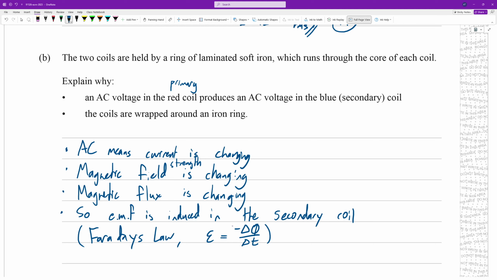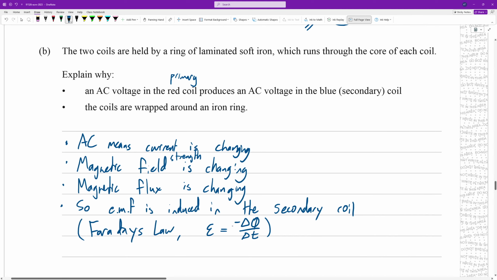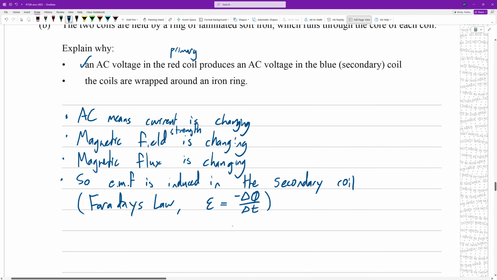Okay, and are we done? Well, we've explained why an AC voltage is induced, yeah, but we haven't explained why the coils are there, or why the coils are wrapped around an iron core. So let's finish that off. Iron core or ring is needed to concentrate the magnetic flux.